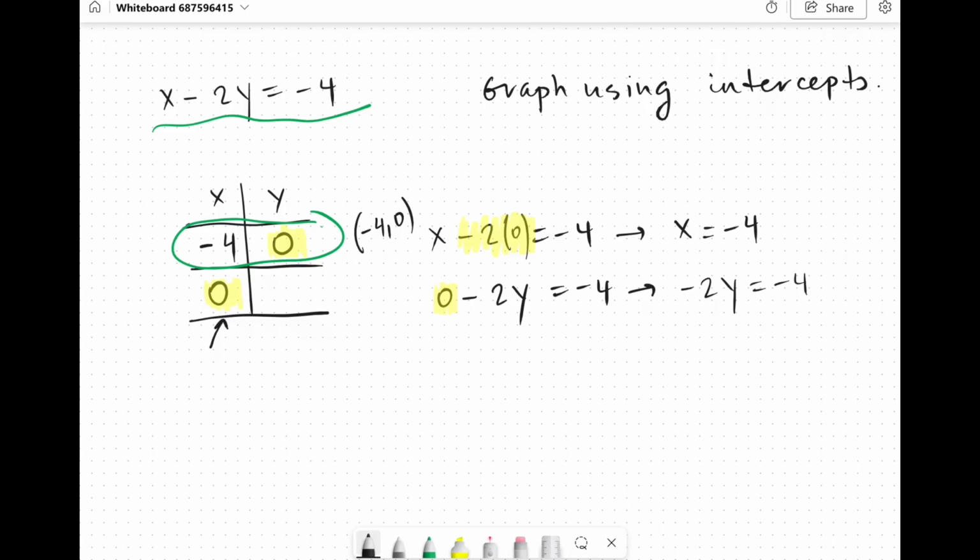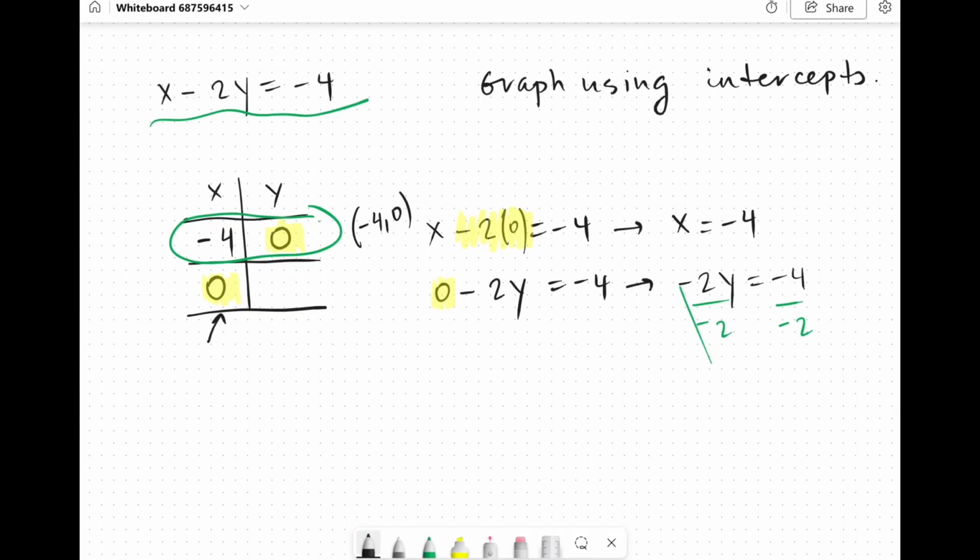Now y is not by itself. We have to solve through dividing both sides by negative 2. And that gives you y equals negative 4 divided by negative 2, which is a positive 2. So this positive 2 is the y-coordinate for the second point, goes here. So my second point, which is the y-intercept, is 0, 2.